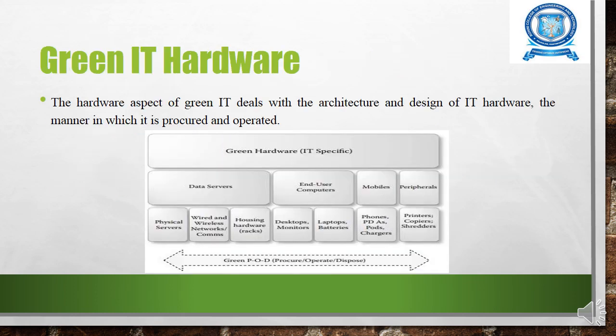So how will the green IT hardware look? See the diagram. Green IT hardware, that is IT specific, will have data servers, end user computers, mobiles, and peripherals. The data servers include physical servers, wired and wireless networks, and housing hardware, that's racks. End user computers include desktops, monitors, laptops, and batteries. Mobiles include phones, PDAs, personal digital assistants, iPods, and chargers. Peripherals include printers, copiers and shredders. So green POD: procure, operate and dispose. These are the green hardware.